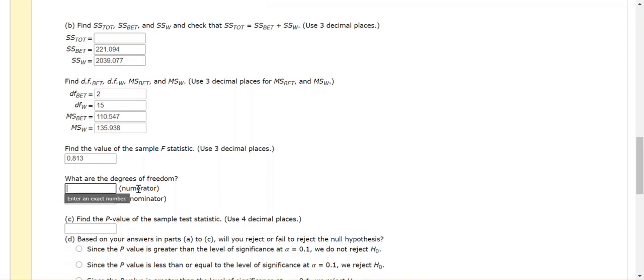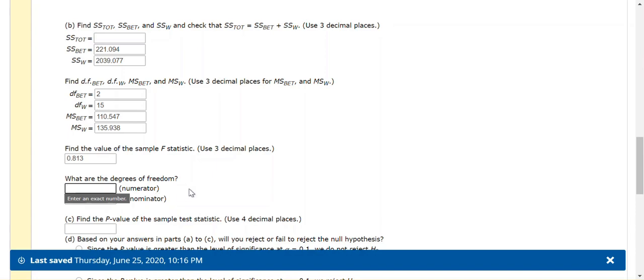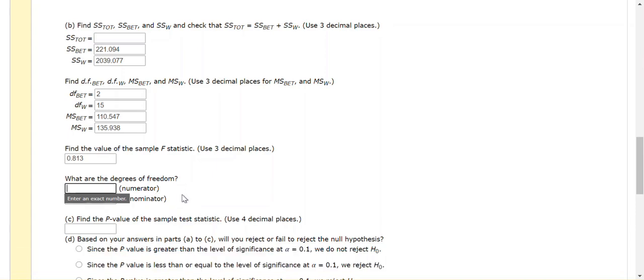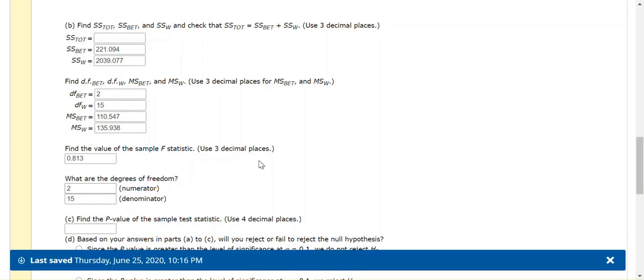And then the degrees of freedom for the numerator and the denominator. Well, a shortcut is, in this case, this is always going to be a fraction less than 1. So the numerator is going to be the smaller number, and the denominator is going to be the bigger number. Or you can remember that the numerator is the same as between the groups and the denominator is within the groups. But I always just remember that the smaller number is going to go on top. So it's going to be 2 over 15. Because that always has to be a fraction less than 1. And if the bigger number was on top, it would be bigger than 1.